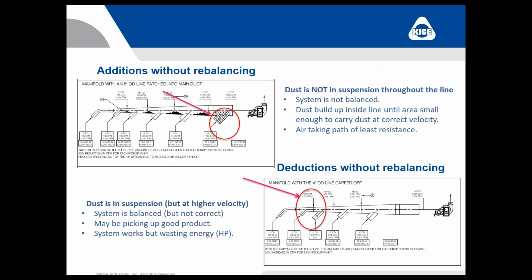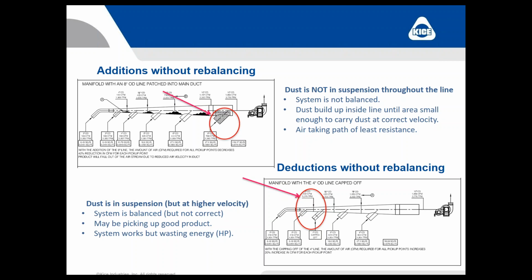Additions and deductions, both without rebalancing your system. Let's say you add an 8-inch line near the front end. Well, air takes the path of least resistance. It's going to pull most of its air from there, so you're not going to have the velocity at the far end to convey that. And it just starts to build up in those lines, starts getting heavier inside those ducts. But your 8-inch at the very end that you just added has got all the air in the world that you need. Deduction. Not as bad, but it's a horsepower waster.